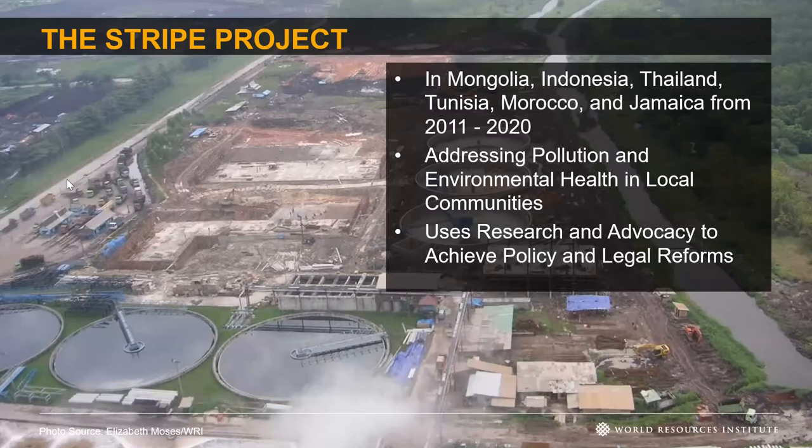Now, each community that we worked with in the different countries focused on different pollution challenges. In Indonesia, we worked with local communities living along the Kujang River, where the river was being polluted from pulp and paper mill and textile industrial sources. In Thailand, it was people living near the Mataput industrial estate. In Morocco, it was people in Tangier concerned about the new landfill that was going to be built. And then in Mongolia, Tunisia, and Jamaica, it was working with a variety of different mining communities concerned about those impacts.